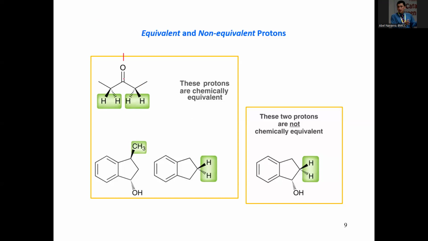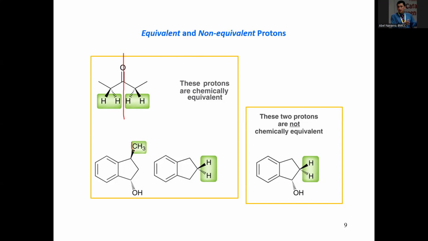Because there is a plane of symmetry right here. That CH2 is equivalent to that CH2. Oh, professor, but is there a chiral center? No, no chiral center. CH3, CH2, C double O. There is no chiral center. Therefore, these guys are called enantiotopic, correct? And then this to this, they are equivalent.